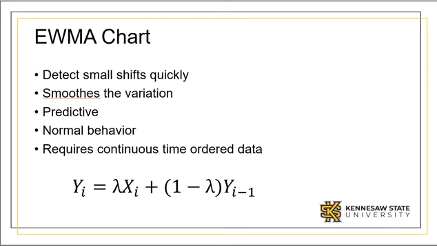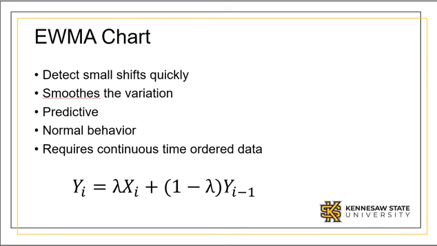EWMA stands for exponentially weighted moving average. It is a variant of an arithmetic moving average chart. Instead of weighting each point equally, the weights decrease exponentially going back in time. The largest weight is given to the most recent point. The chart's memory fades over time.